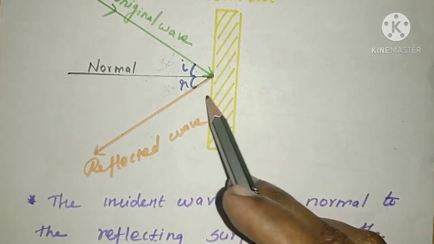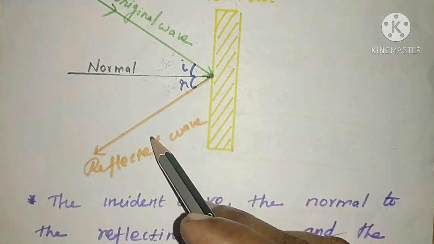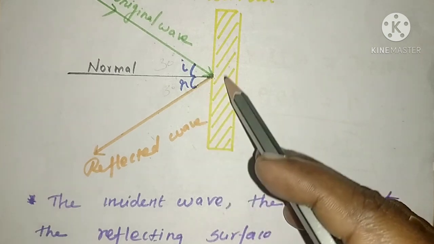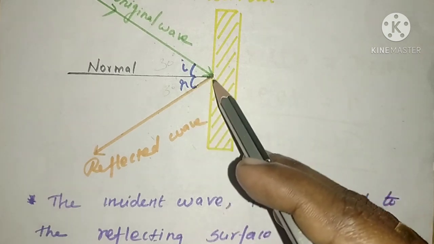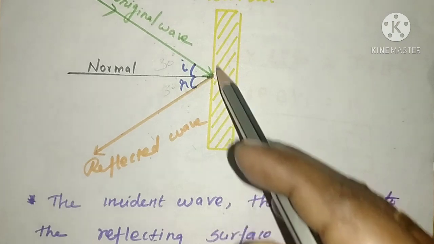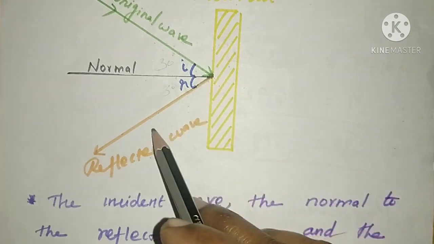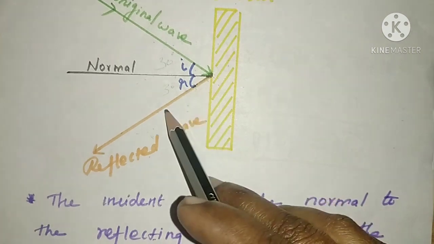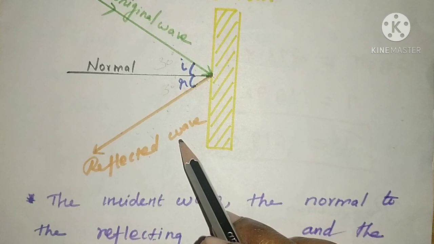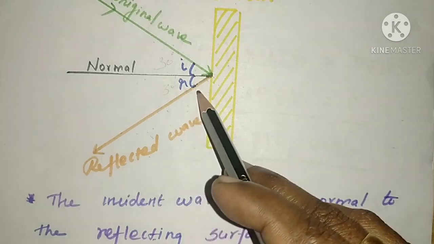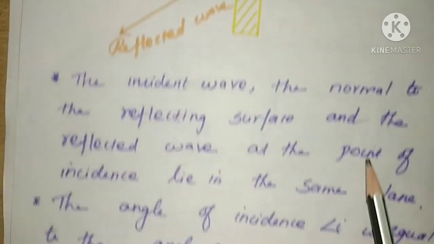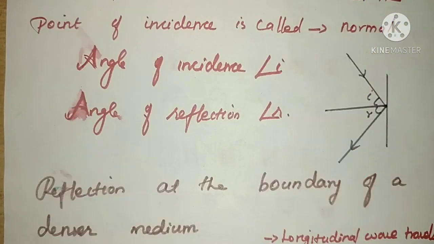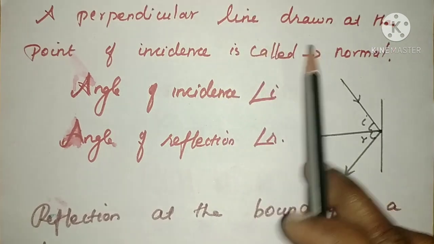And the sound wave bouncing back from the reflecting surface, after it strikes the reflecting surface, bounces back into the same medium. So the sound wave bouncing back from the reflecting surface is called what? Reflected wave. And the perpendicular line drawn at the point of incidence.